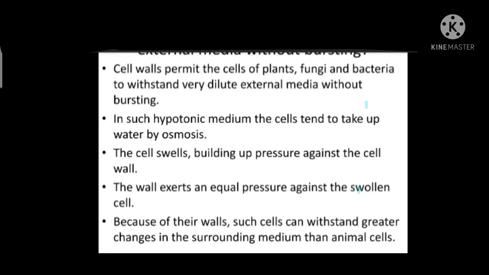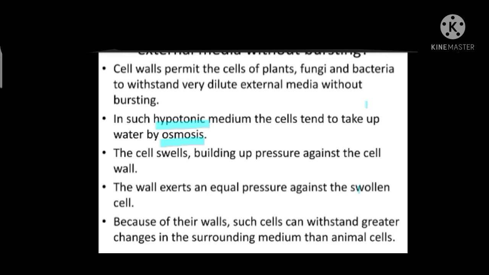How does it occur? When a plant cell, or a bacterial cell or a fungal cell, is kept in a hypotonic solution. You know what is a hypotonic solution? The solution which has more water than the cell. So when the plant cell is kept in a hypotonic solution, what happens? The water will be entering into the cell from the solution, isn't it? By the process of osmosis. So the water enters into the cell by osmosis.